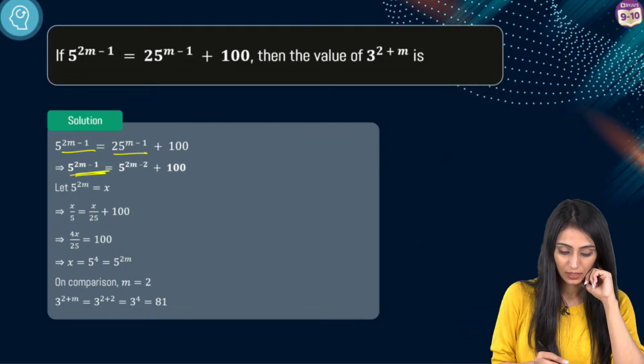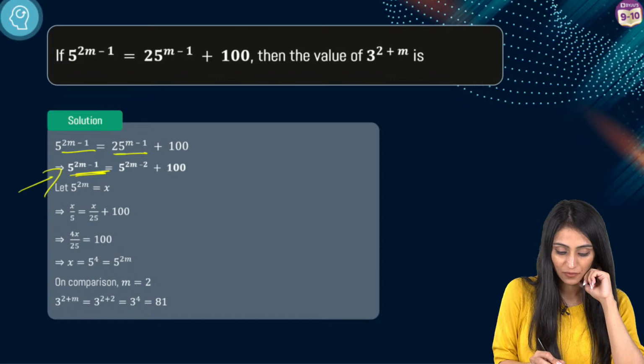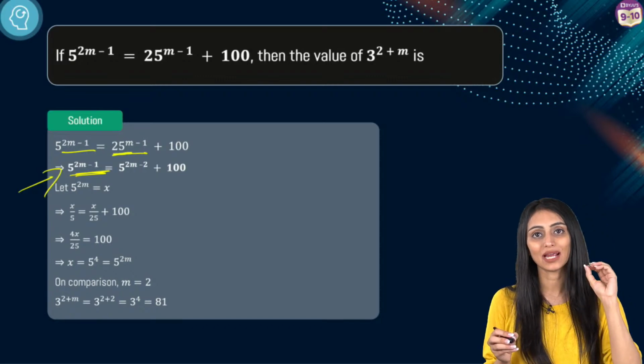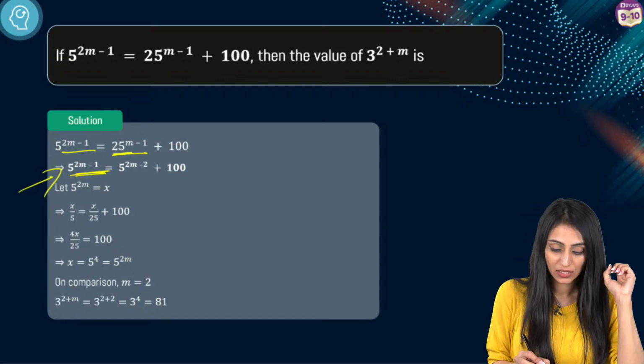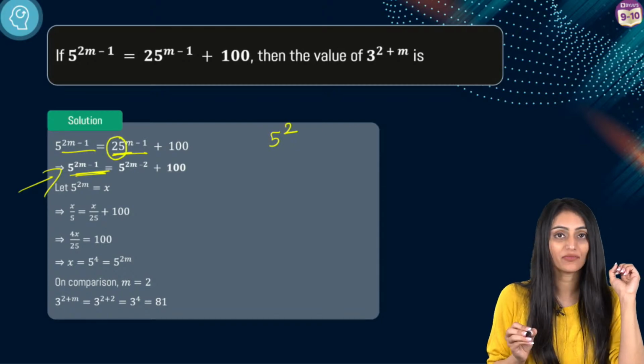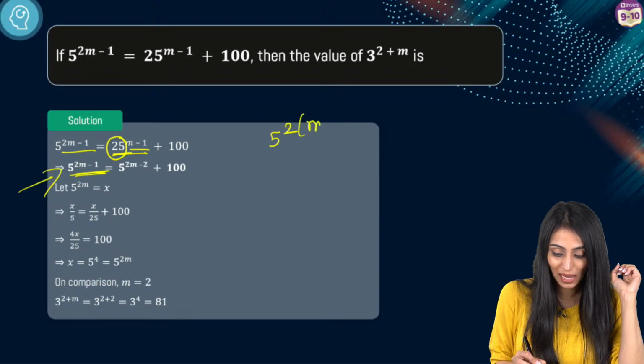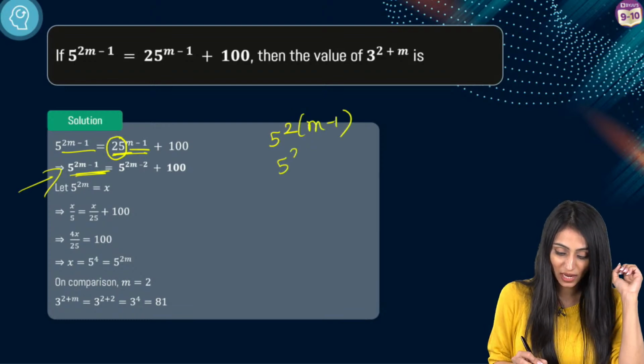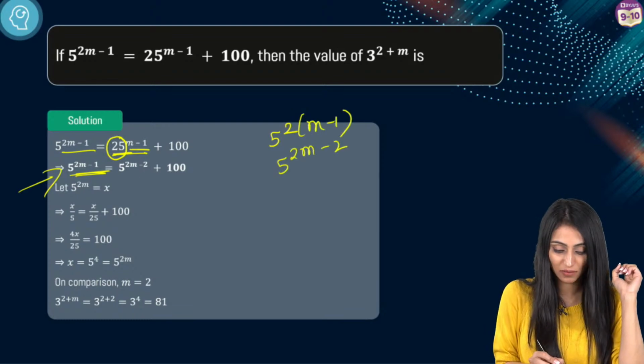This is the second step. We are trying to write this 25 in terms of 5 here. 25 could be written as 5 square, but I'm only replacing 25 with this. M minus 1 will remain as it is in the power. That's going to be 5 to the power 2m minus 2. That's why we have this here.